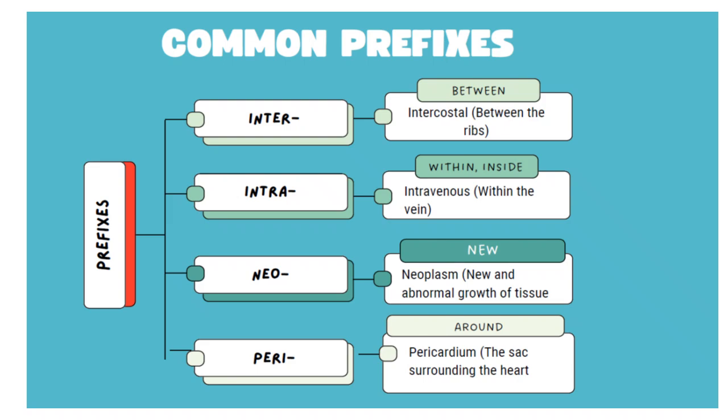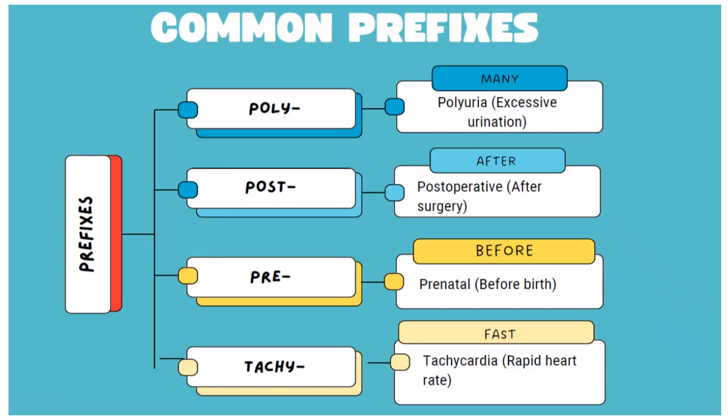Peri means around, like in perioperative, pericardium, the sac around the heart. Also, this is a new prefix we commonly use. We have poly. Poly means many, a lot, like polyuria, excessive urination. Post means after. In Kurdish, we have pisht, same as post. Postoperative, after surgery or after operation.